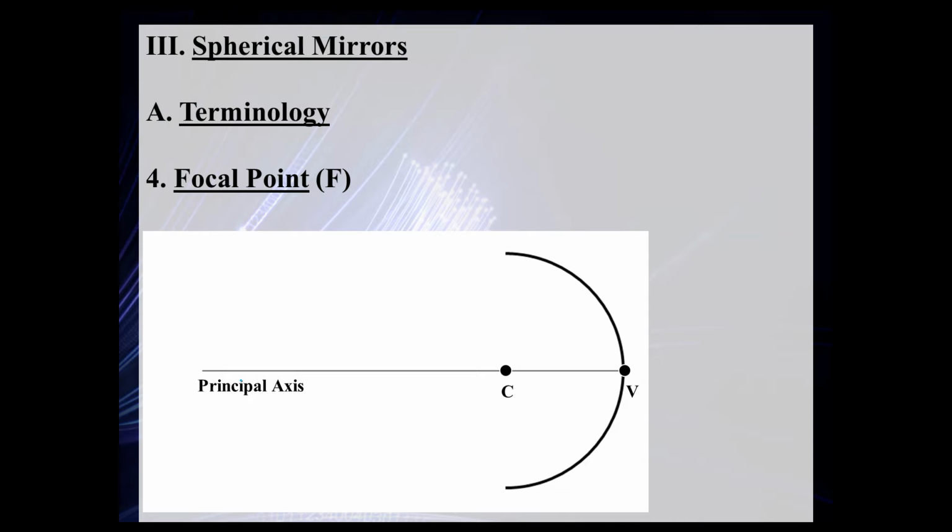Four, we have the focal point. For the time being, I'm just going to describe where it is, and then we'll get into the significance of the focal point when we describe the convex and concave mirrors in a moment. A focal point is located halfway between the vertex and the center of curvature. So it's the midpoint of the center of curvature and the vertex.